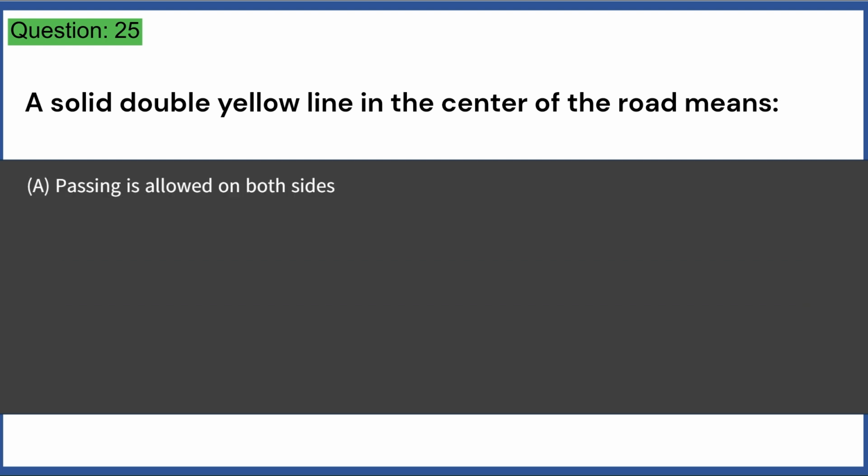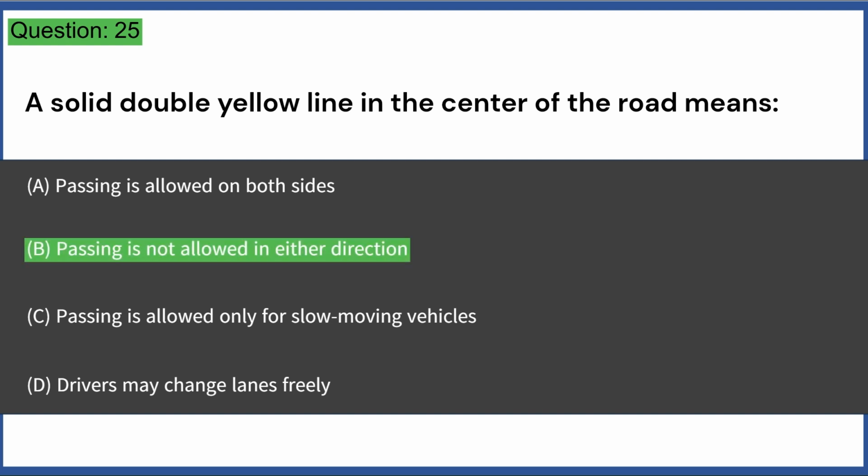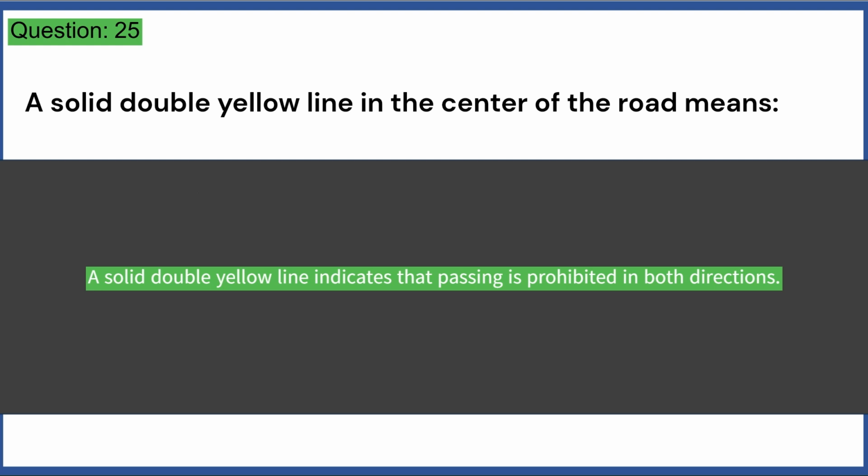A solid double yellow line in the center of the road means: A. Passing is allowed on both sides. B. Passing is not allowed in either direction. C. Passing is allowed only for slow-moving vehicles. D. Drivers may change lanes freely. Answer: B. A solid double yellow line indicates that passing is prohibited in both directions.